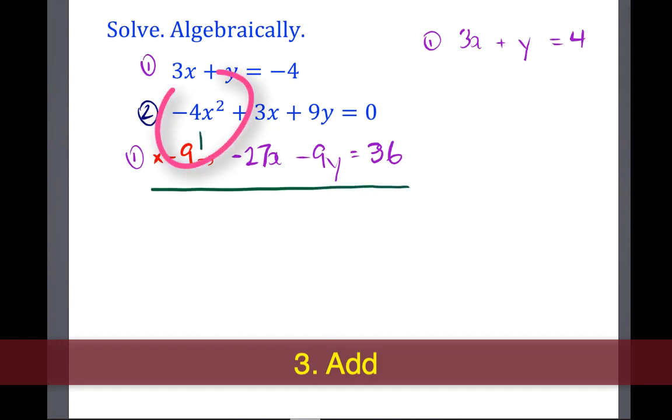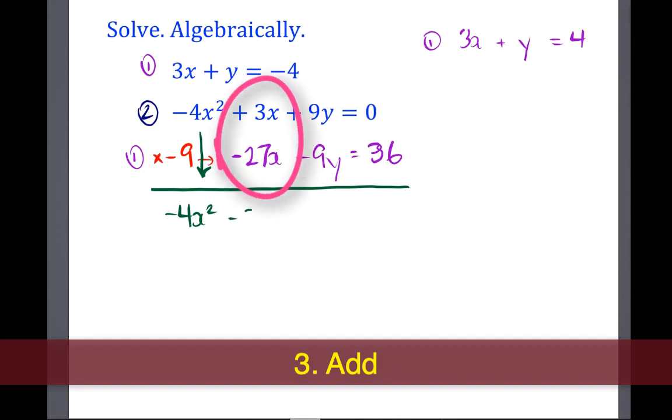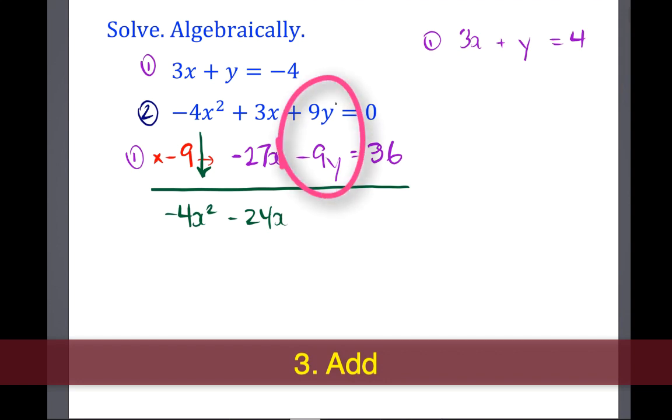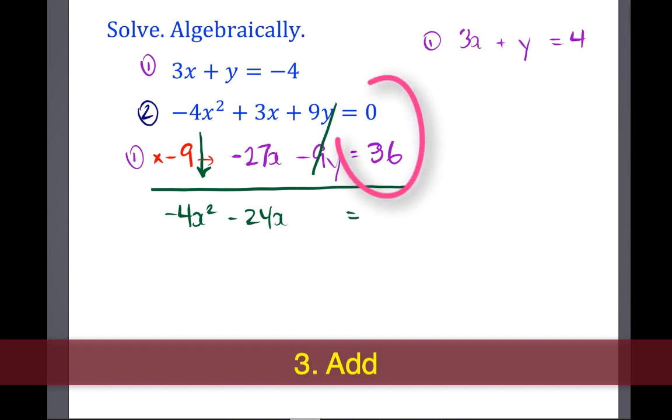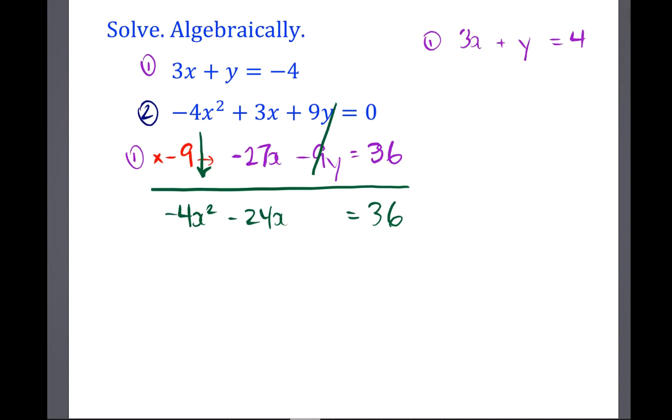So this -4x squared has nothing else to add to, so it just drops down as -4x squared. Next, 3x and -27x becomes -24x. Here, +9y and -9y cancel. They're eliminated. This is the whole reason this process is called elimination. And finally, 0 and 36 get added together and we have 36. So once again, you might want to pause, go back and watch that part again. If you can master same but different, it will make everything else a lot easier for you.